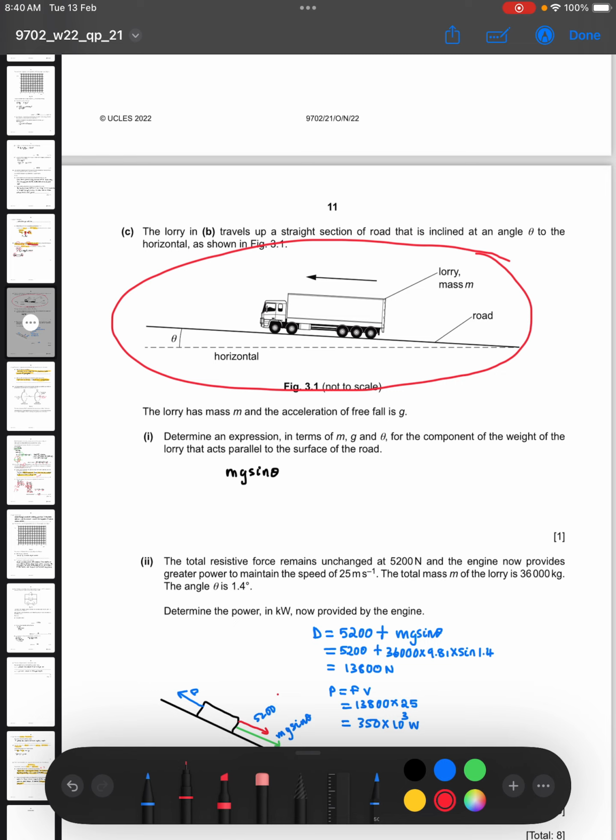So it's no longer traveling along a horizontal ground. The lorry has a mass m and the acceleration of free fall is g. Determine an expression in terms of mg and theta for the component of the weight of the lorry that acts parallel to the surface of the road.